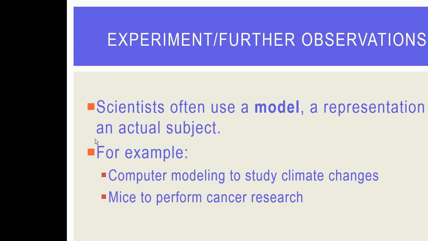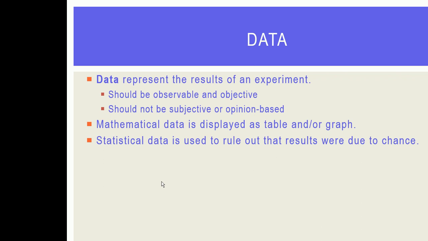And scientists also make use of models, like computer modeling is used to study climate changes. Mice models are used for doing cancer research. And when we perform the experiment, we produce the data, and the data can be qualitative data or it can be quantitative data. We represent the data in the form of graphs and tables, and we also have to do some statistical analysis on the data to see if the data is significant or not.